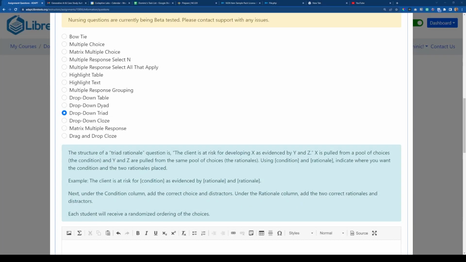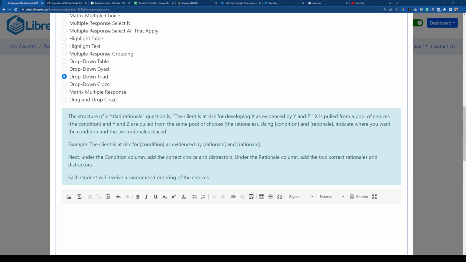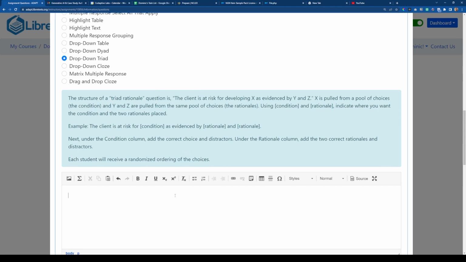Alrighty, next up we have the drop-down triad question type. It's very similar to the drop-down dyad, but there is a key difference. In addition to having the two blanks where the candidate can put in their rationale, they also have one additional blank where they have to specify the correct condition.